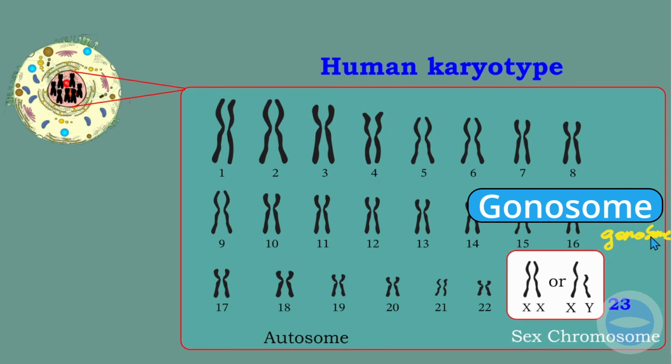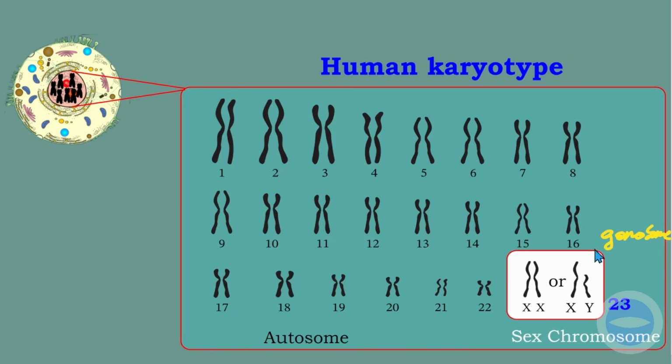So it's S-O-M-E at the end. So it's gonosome, another name for sex chromosome. But these other chromosomes are called autosomes. And these chromosomes are pairs. If you see, we've got a pair in each chromosome.